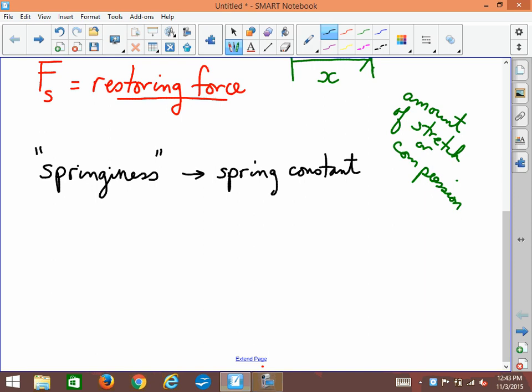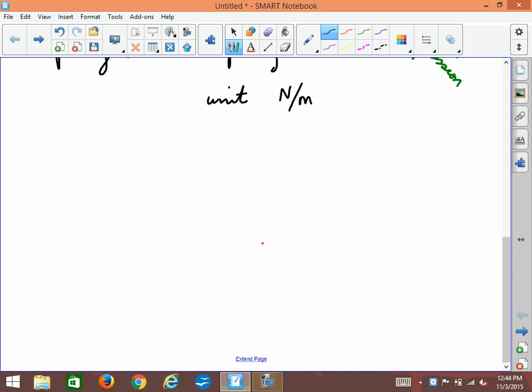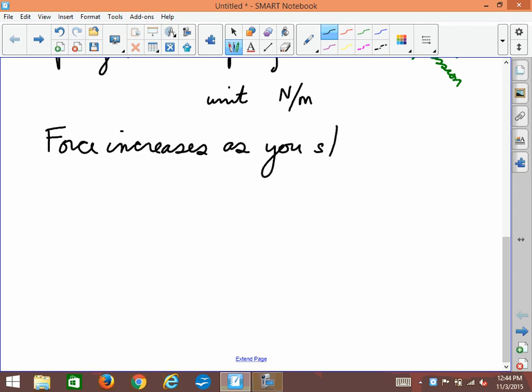And the spring constant has units. The unit for the spring constant is newtons per meter. So what it's telling you is, as you pull out the spring, stretch the spring, what that force, the newtons, is going to be for every meter that you pull. Now here's the interesting thing about the force on a spring. It's an increasing force. Force increases as you stretch. So in other words, it's not a constant kind of force.